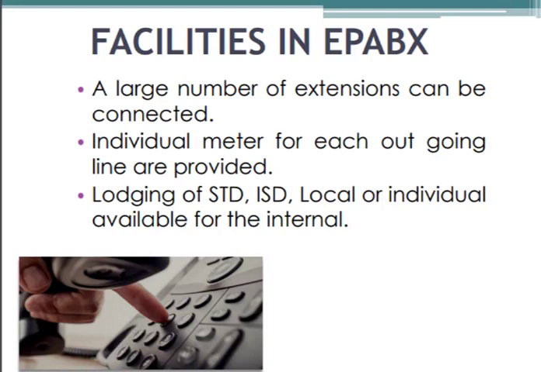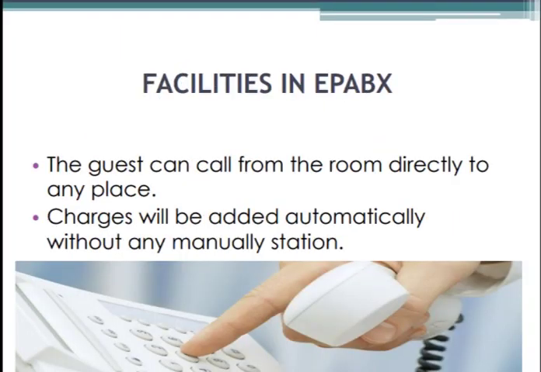For lodging purposes, all the STD, ISD or local lodgings are available for internal recruitments and internal auditings. Another facility of EPABX is that a guest can call from one room to another place. For example, let's say you need to go for a meeting and you are not sure about the meeting venue. So you can call the other persons by dialing an XYZ number directly from your room. For these kinds of things, the hotel has its own extension codes.